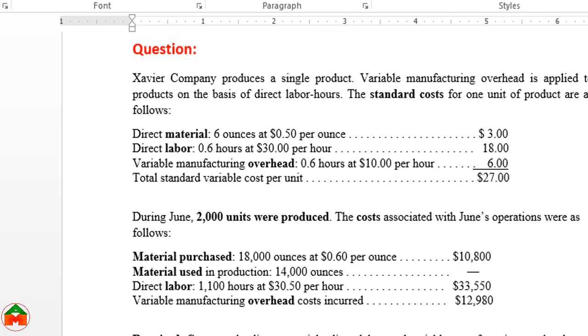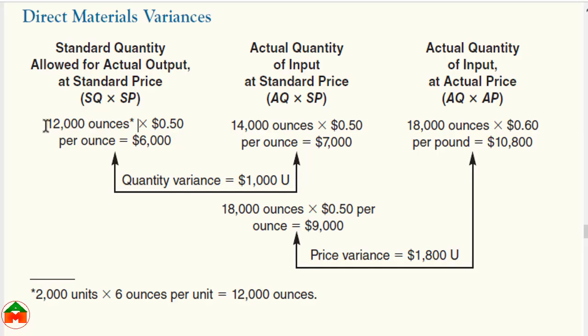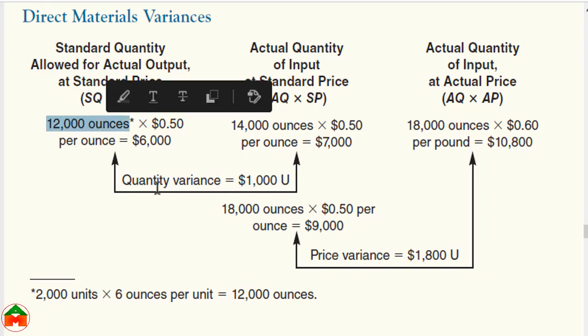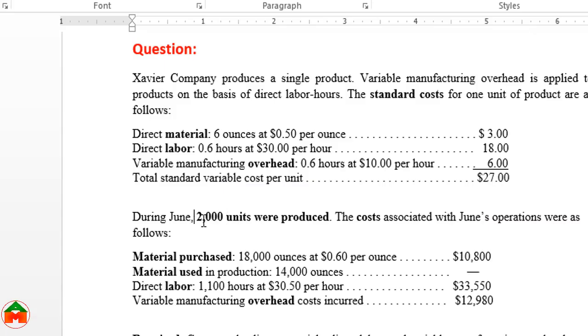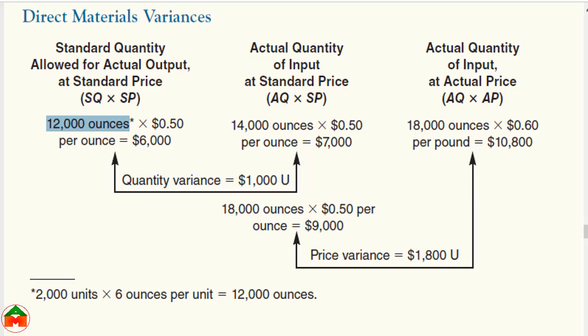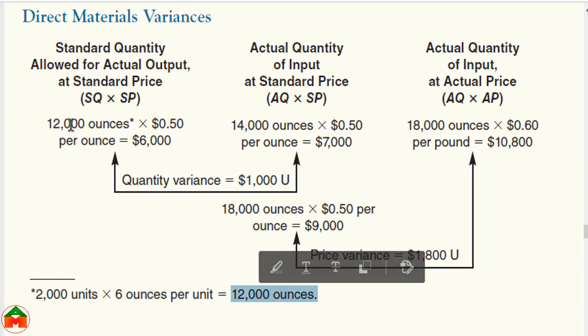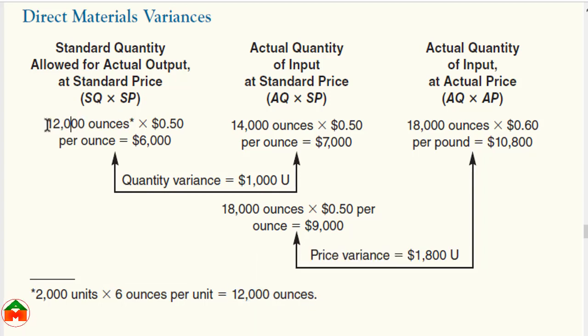So let's see the solution. Here we can see the standard quantity is 12,000 units. So how do we get it? In the question the actual activity is 2000 and the material standard quantity is 6 ounces. If we multiply 6 ounces with the 2000 units, we get the standard quantity of material, 12,000. So here the standard quantity is 12,000.